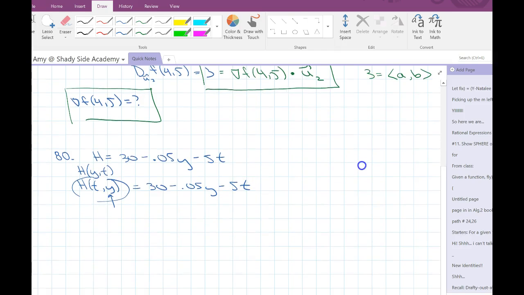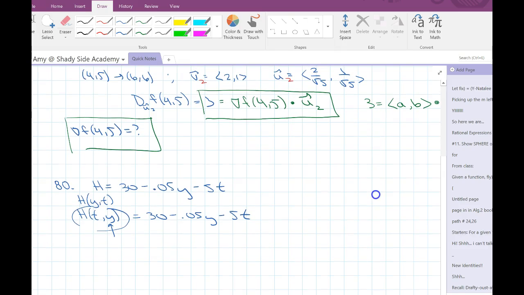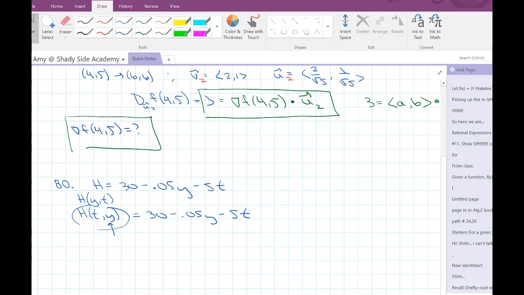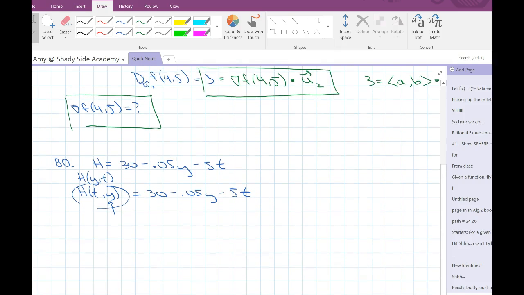Okay, what's going on now? A moose runs north at a speed of 20 miles per hour. At what rate does the moose perceive the temperature to be changing? Interesting. Okay. Well, I guess I want you to think about a couple of things. I'm going to find the gradient.